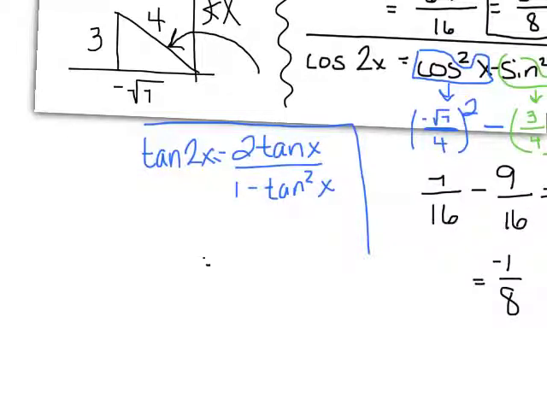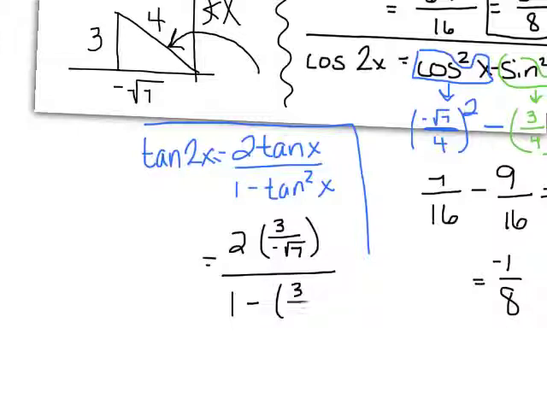So 2 tangent of x. Well, tangent of an angle is opposite over adjacent. So 3 over negative root 7 all over 1 minus tangent squared, that just says take that tangent answer you just found and square it. All right, so that's 6 over negative root 7 all over.